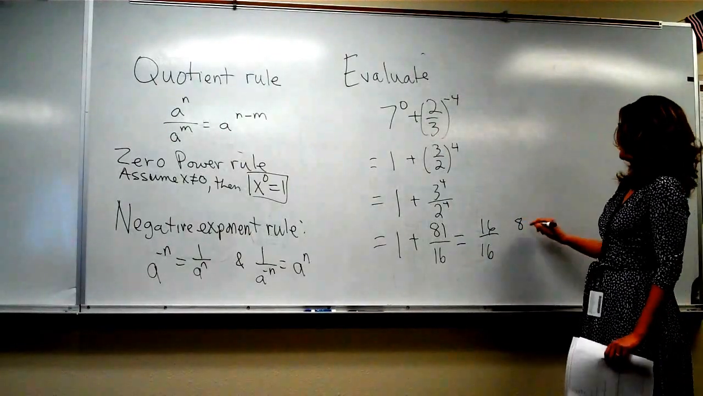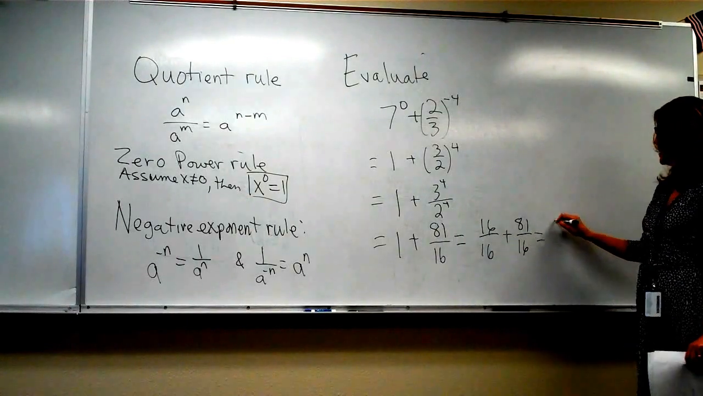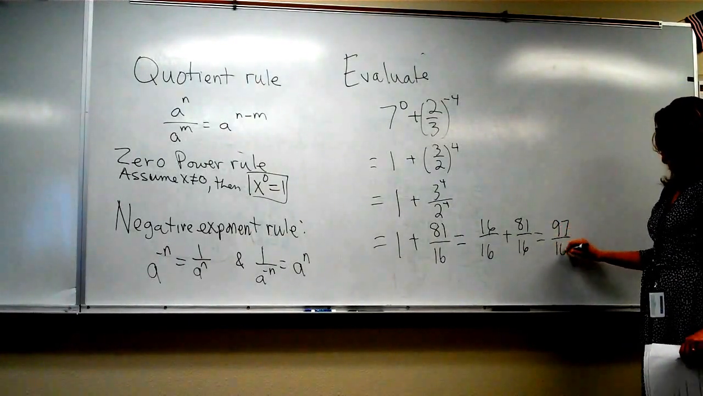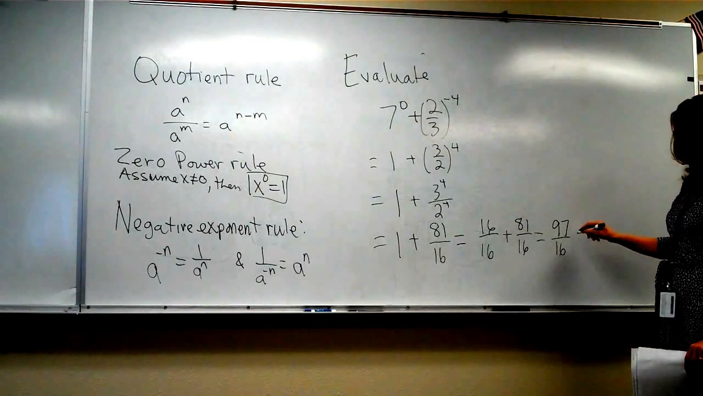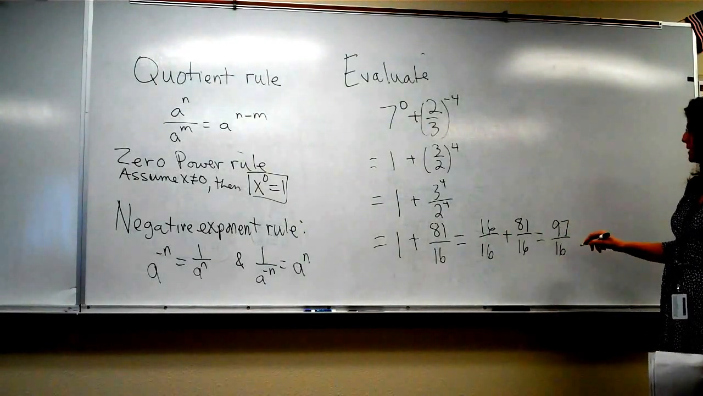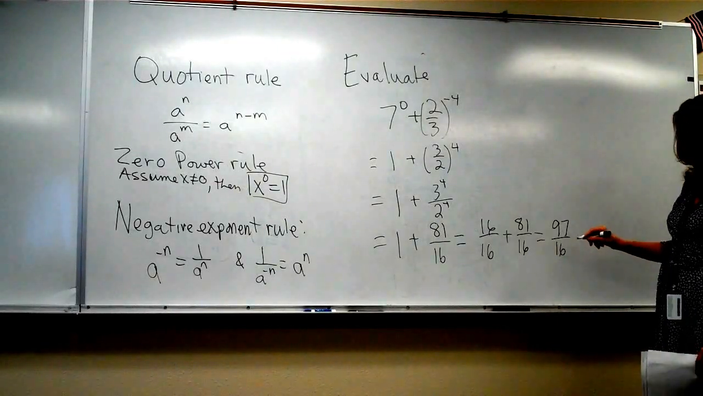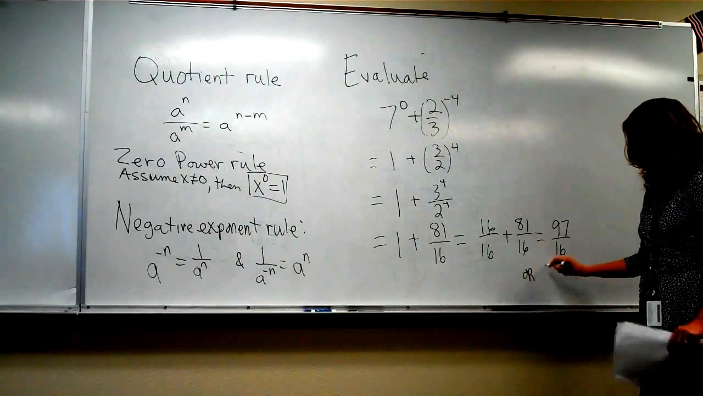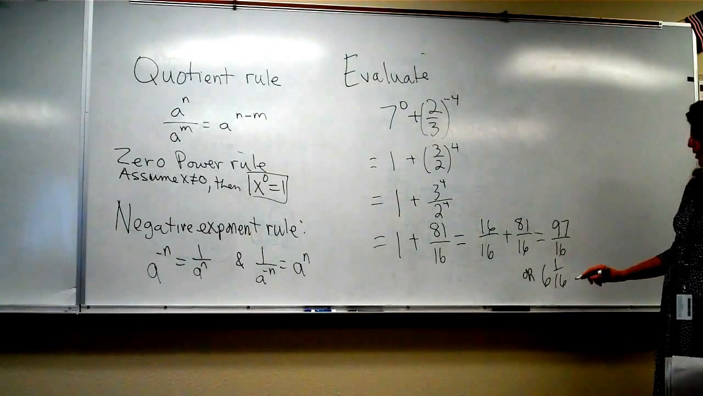One too many equal signs there. Let's try a plus, which gives us 97 over 16. Right? And if we transfer this into a mixed numeral, we can divide the 16 into 97, and if we do that, we will get 6 and 1/16. Let's check and see that that's true.